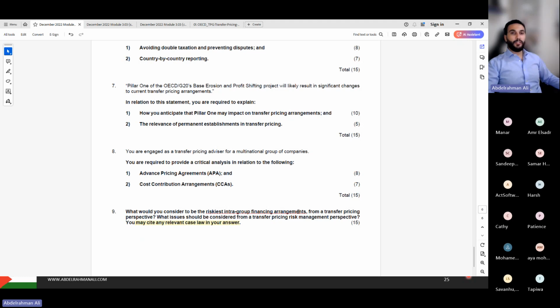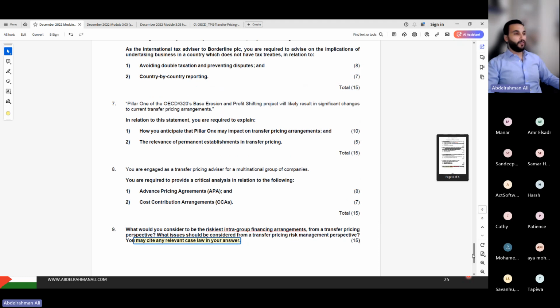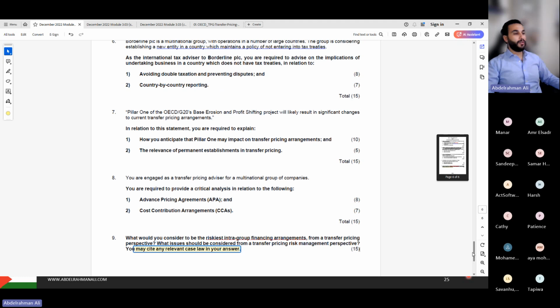This does not mean that you only shed light on the highest-risk intra-group financing arrangement, but you have to shed light on the financing arrangements that are available, because this question is a lump sum and you might need to cite a case law. If you are not aware of a case law, please do not try to answer this question. Pick another question instead of this ninth one, because if you are asked to cite a relevant case law and don't, your marks will be lost. So pay attention to the details to be on the safe side.